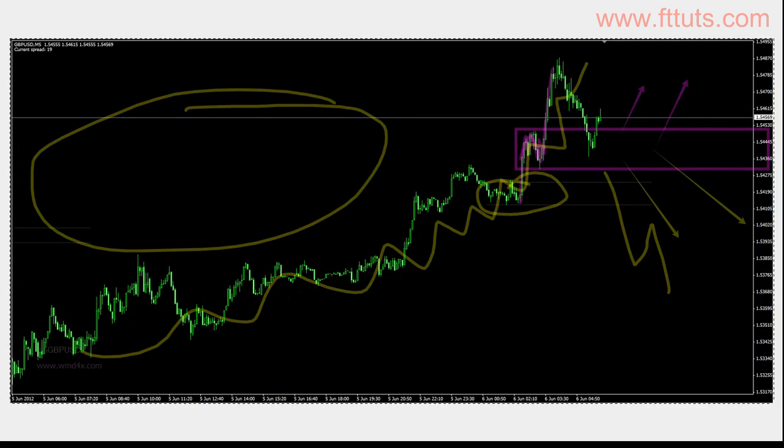Here we go. So we open up the chart and we find the price wherever it is. The only thing that I'm interested in when I'm looking at the chart.